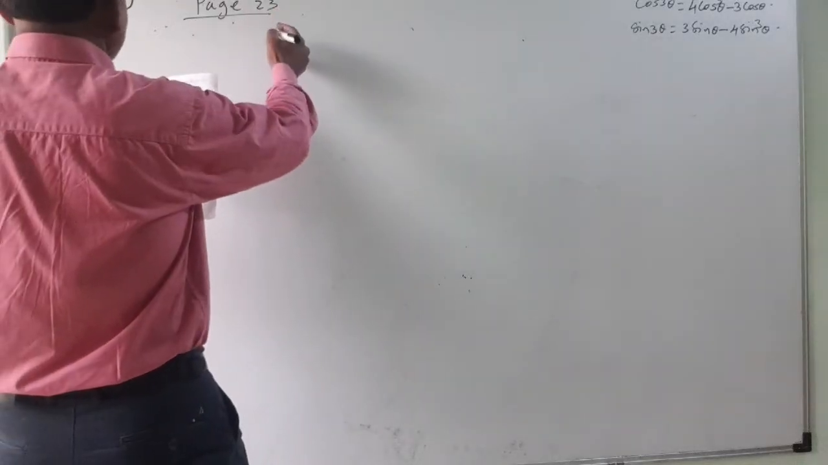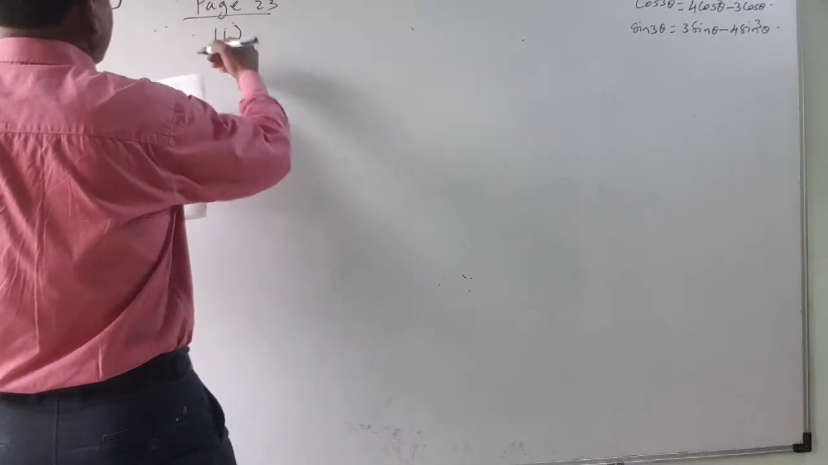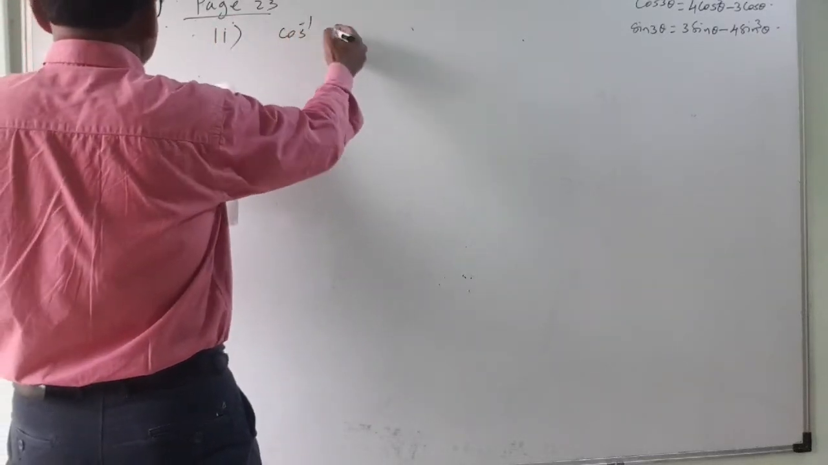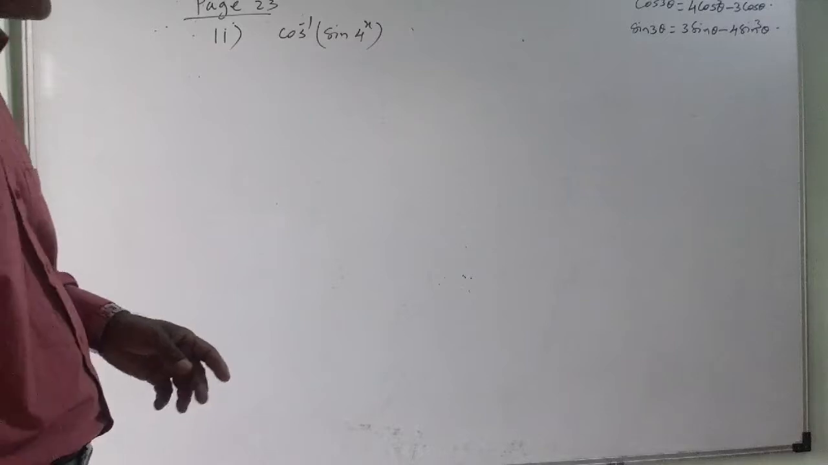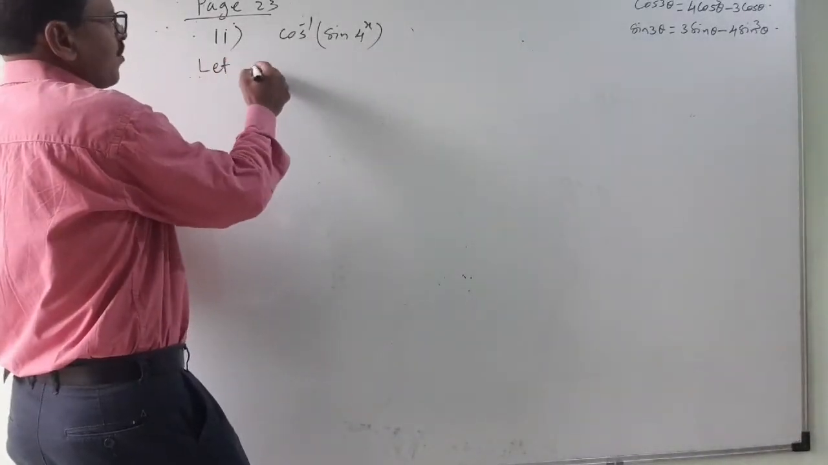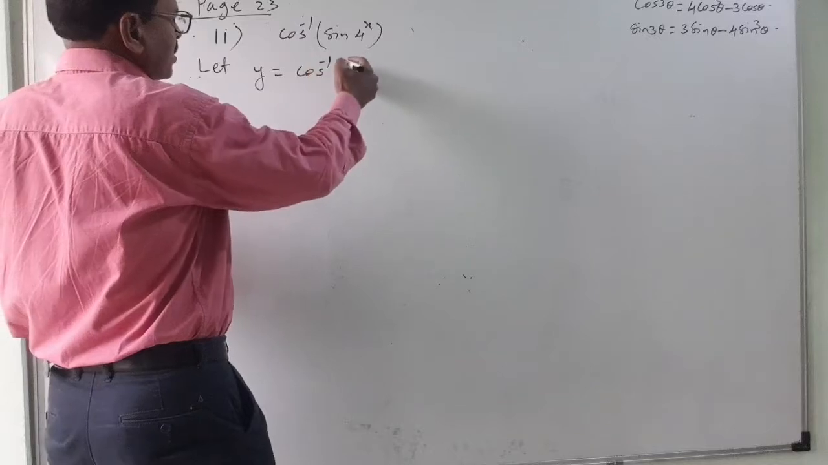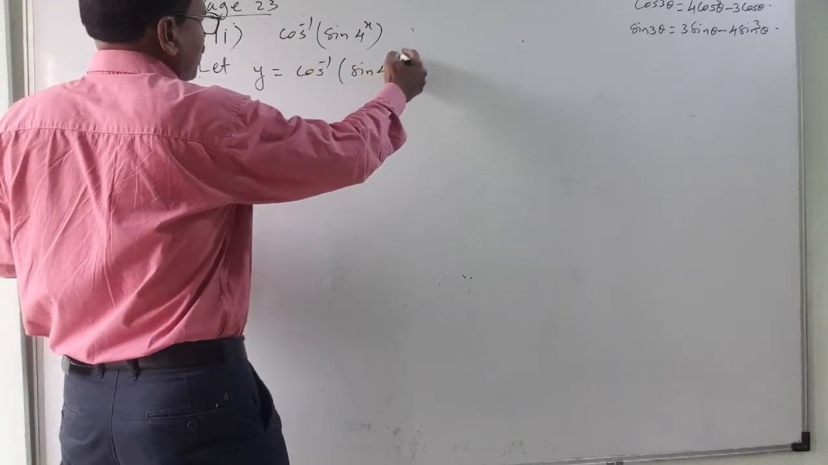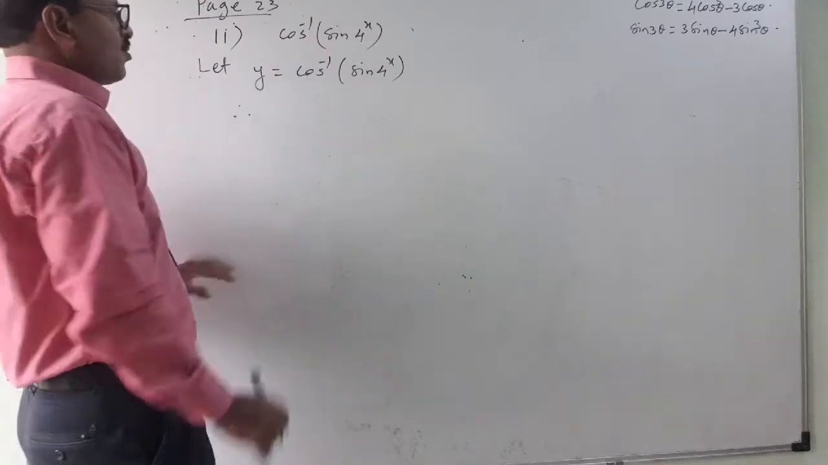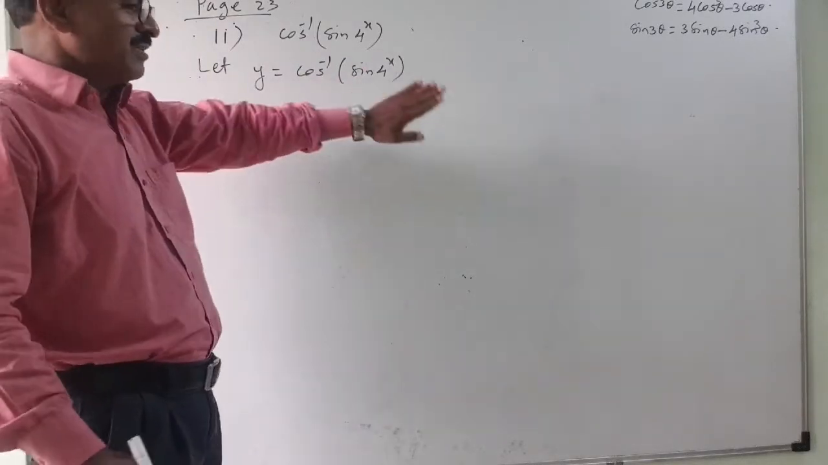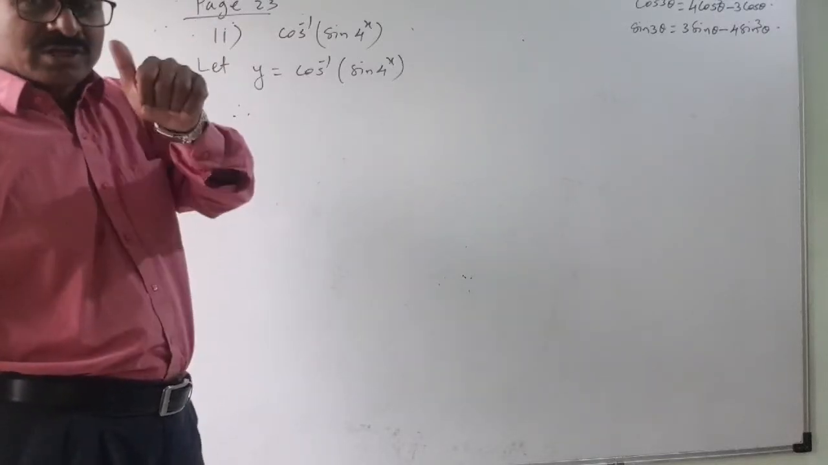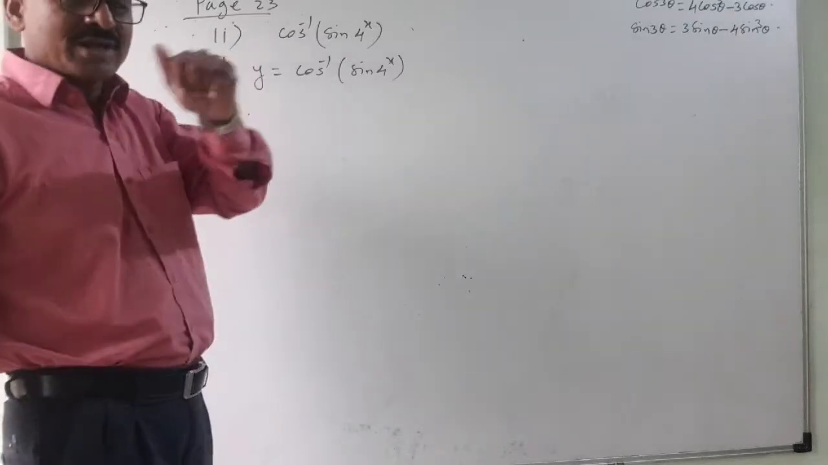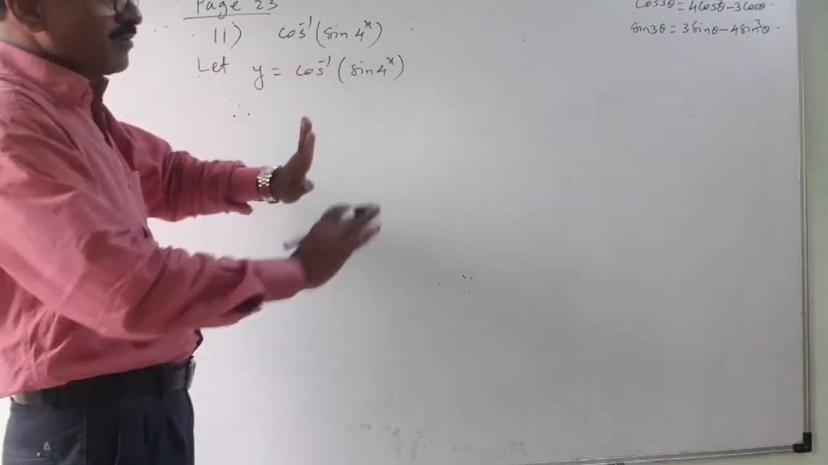On page 23, second one, cos inverse of sine of 4 raised to x. The first step, as usual, let y is equal to cos inverse of sine of 4 raised to x. Cos inverse, cos gets cancelled; sine inverse, sine gets cancelled; sec inverse and sec gets cancelled; cosec inverse, cosec gets cancelled; cot inverse, cot gets cancelled; but cos inverse and sine won't get cancelled.